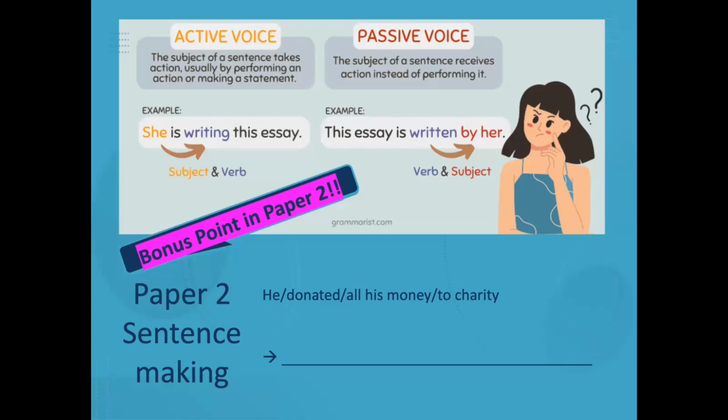An example would be, he donated all his money to charity. Please rewrite the sentence in the form of passive voice. So now, you might want to take a break before we review the second grammar item. Okay, the second one is right here.